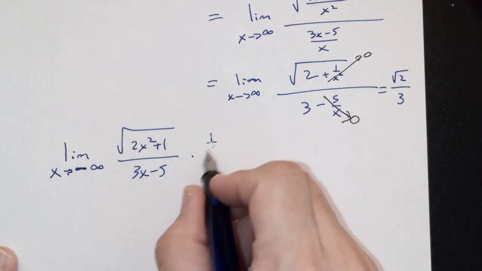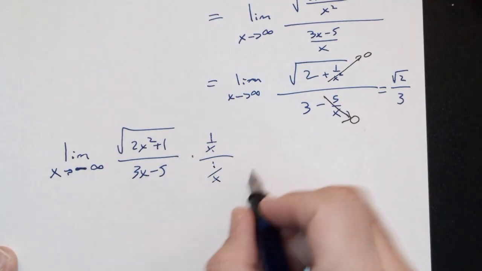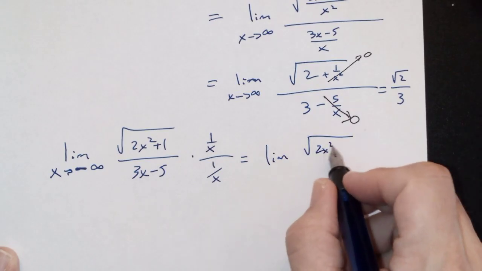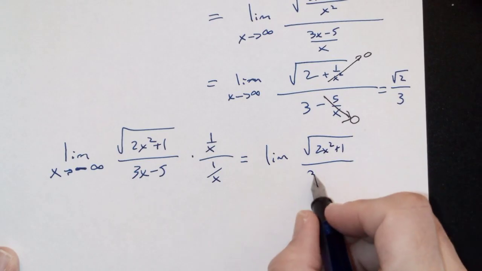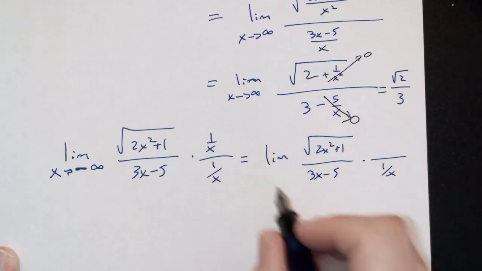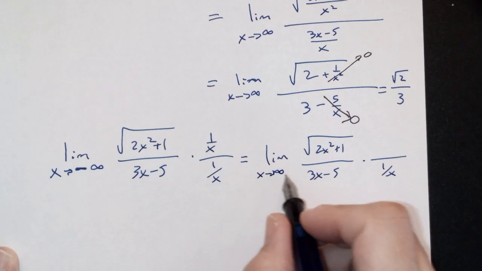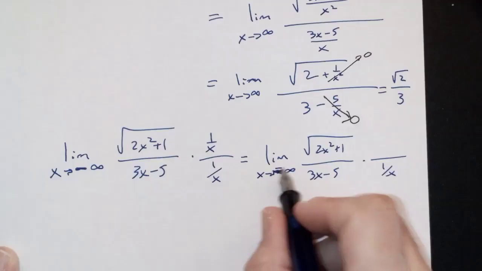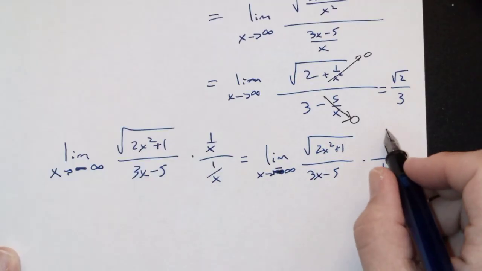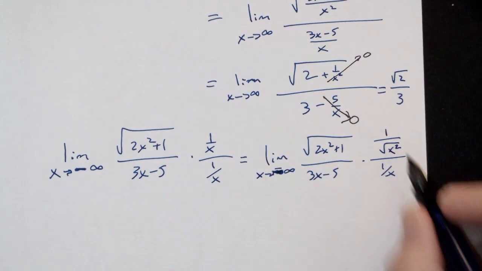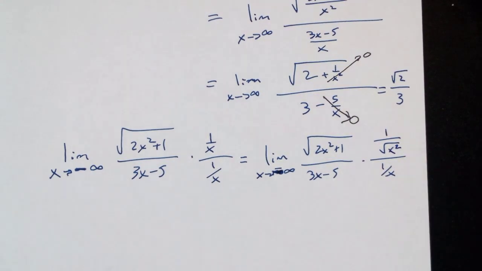I'm going to multiply by 1 over x over 1 over x, and then I'm going to write that weird. 2x squared plus 1 over 3x minus 5. On the bottom, I'm going to leave it as 1 over x, but there should be a minus sign there. Don't lose the minus sign. On top, that's wrong. This is incorrect.